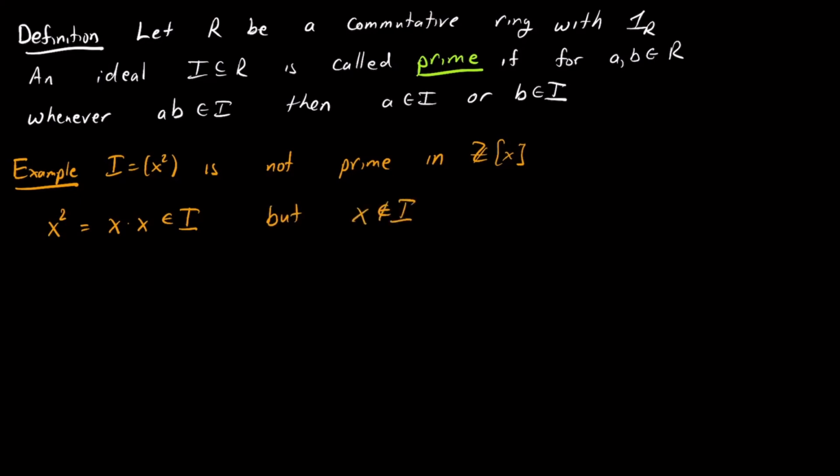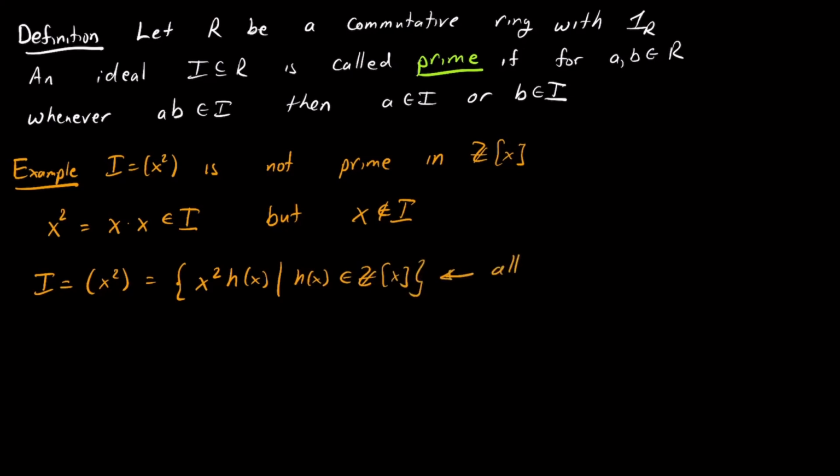right? And the reason is that if we think about this ideal I, the ideal generated by x squared, these are all the polynomials of the form x squared times h(x), where h(x) is an element of Z[x]. And these polynomials all have degree 2 or higher. So all have degree greater than or equal to 2. So x cannot be in there because x has degree 1.